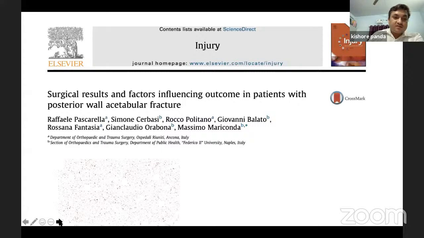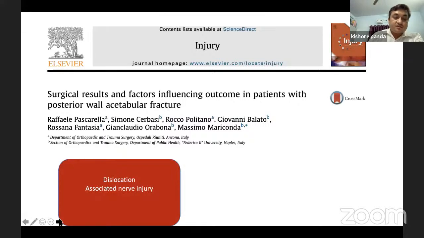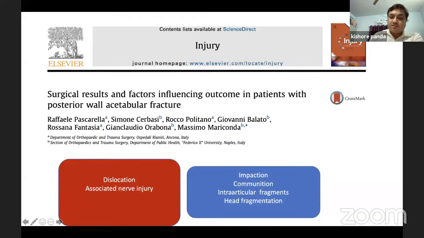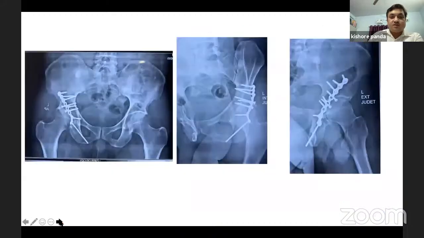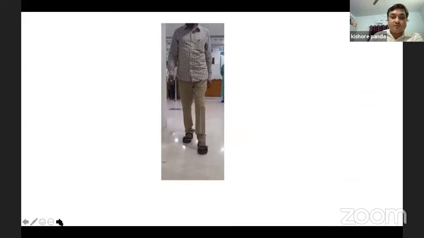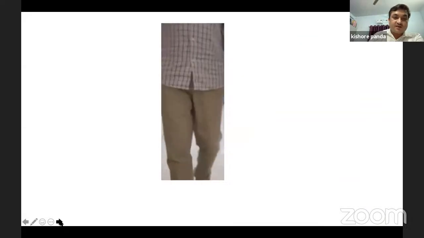If you review the literature, every paper says that dislocation and associated nerve injury are the two independent parameters which affect the prognosis of the fixation. And there are other parameters, that is impaction, comminution, and intra-articular fragment, which also alter the prognosis, but these are dependent on the expertise of the surgeon. Next, we fixed this patient, and this is the 4-month follow-up. There is some residual foot drop there.